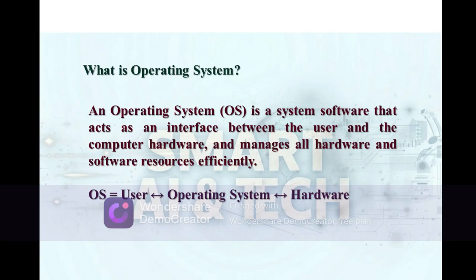An operating system is the system software that acts as an interface between the user and the computer hardware and manages all hardware and software resources efficiently. The OS sits between the user and the hardware. It acts as an interface between the user, the operating system, and the hardware.